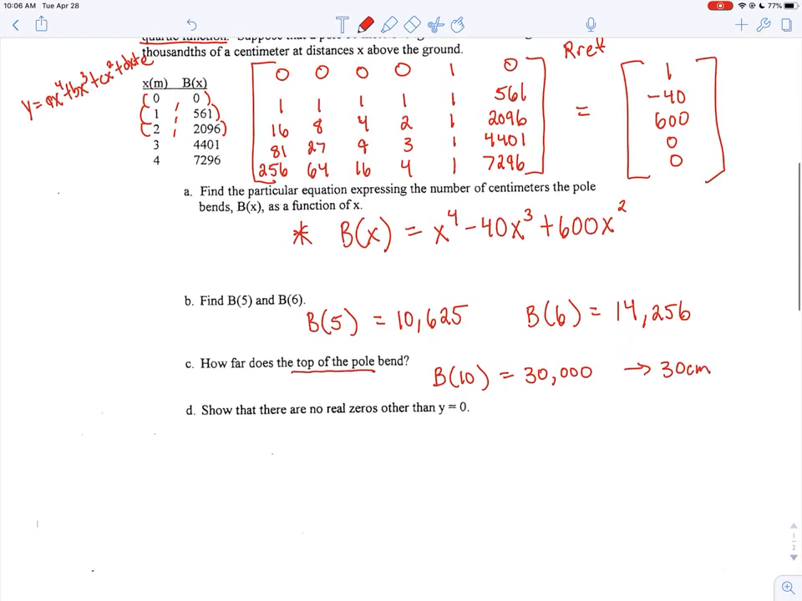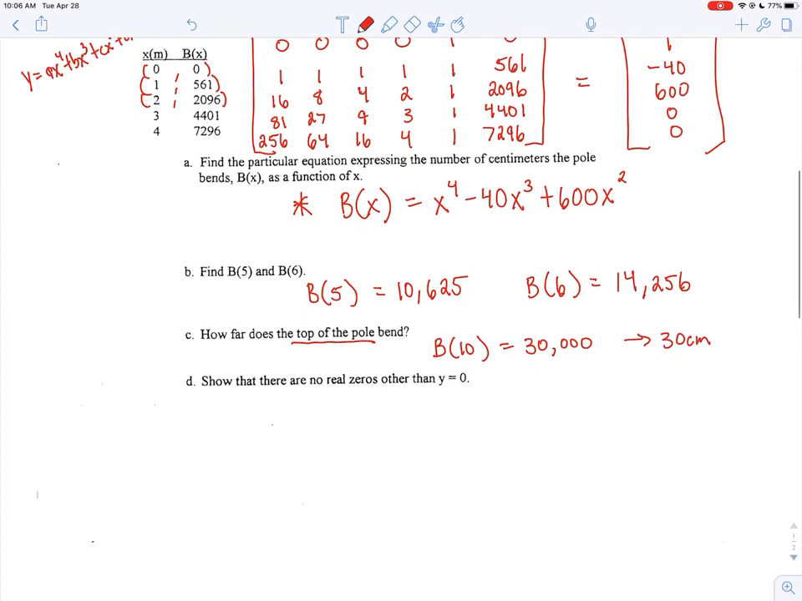All right. The last question here. Show that there are no real zeros other than y equals 0. So to do this, we can set this up. We're saying, all right, if we have y equals 0, equals x to the 4th minus 40x to the 3rd plus 600x squared. What can we do with that? If we're trying to factor this, we can take out a GCF of x squared. So we'd have x squared times x squared minus 40x plus 600. So that x squared, obviously that's our 0.